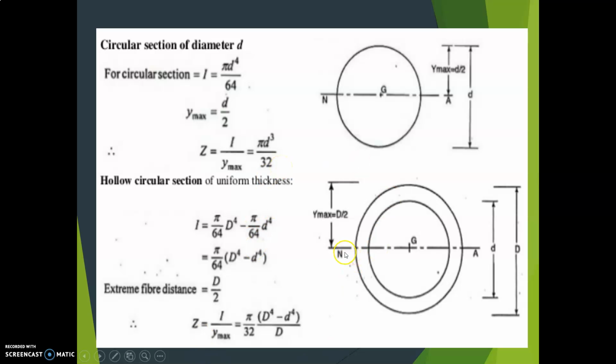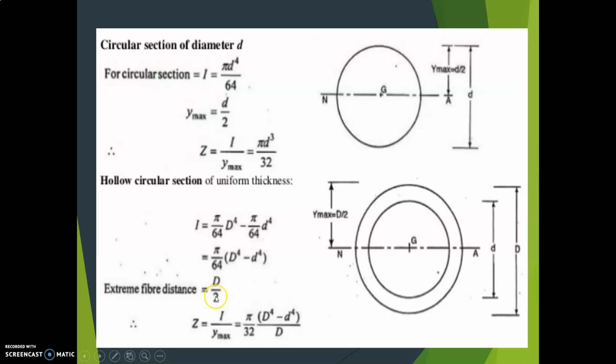Okay, next for hollow circular section, this is outer diameter capital D and small d is inner diameter. So y maximum is capital D divided by 2. So I is equal to, for a hollow circular section, pi divided by 64 D raised to 4 minus pi divided by 64 into small d raised to 4. You can write it like this also.